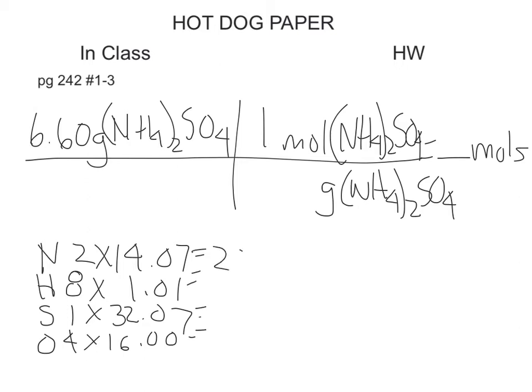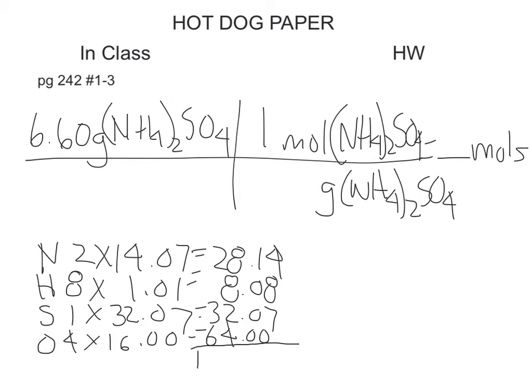So this will be 28.14, 8.08, 32.07, and this will be 64.00. Alright, now we need a total. If you add all that up, I do it on my calculator, 28.14 plus 8.08 plus 32.07 plus 64, and I get 132.29.